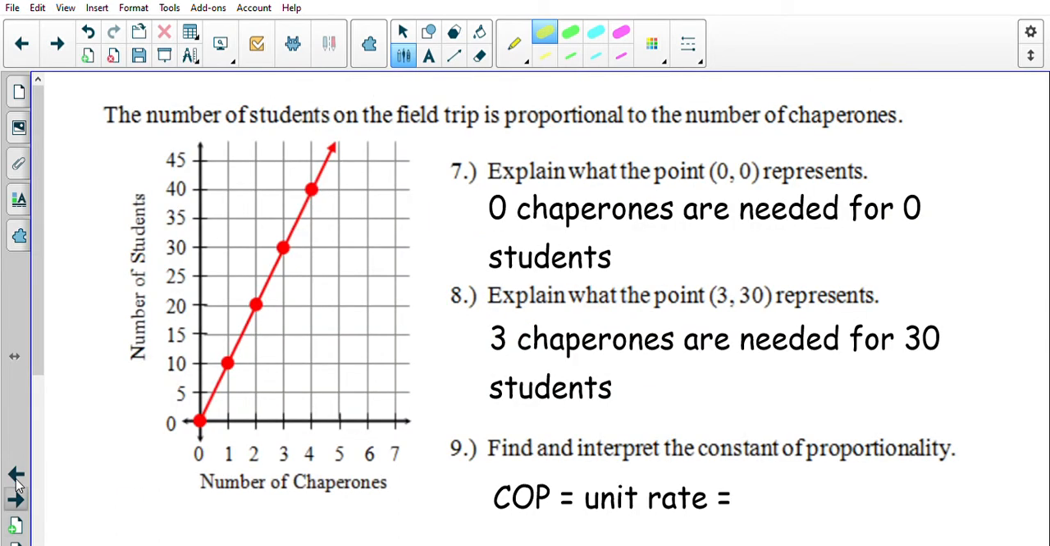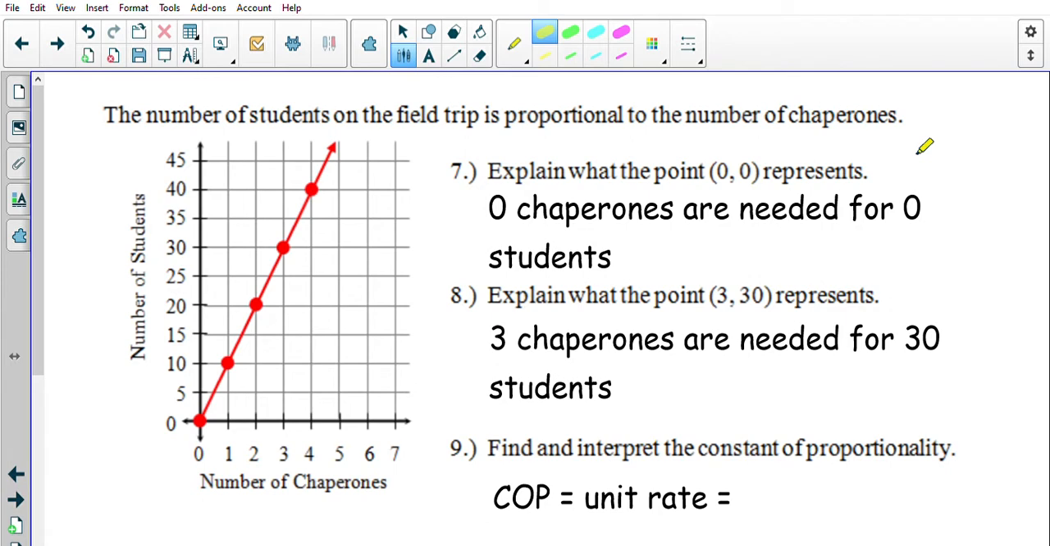All right, so again, I didn't hide the solutions here, so my apologies for that. I can put my screen shade up, but it's not going to cover most of this. So we're looking at the number of chaperones compared to the number of students in this graph. It says the number of students on the field trip is proportional to the number of chaperones, which makes sense. A lot of times there's a requirement for how many students can be with each chaperone.